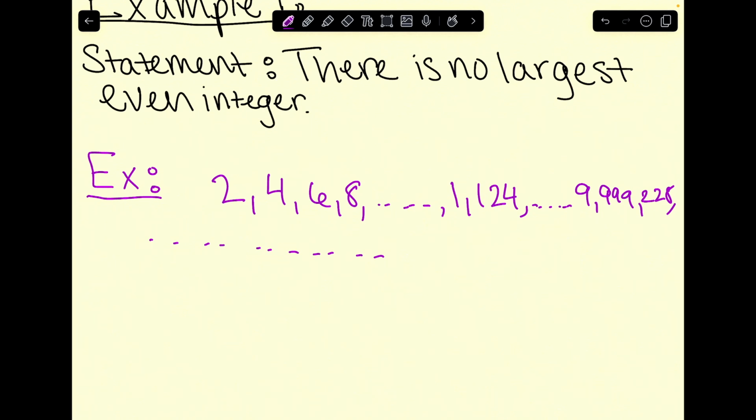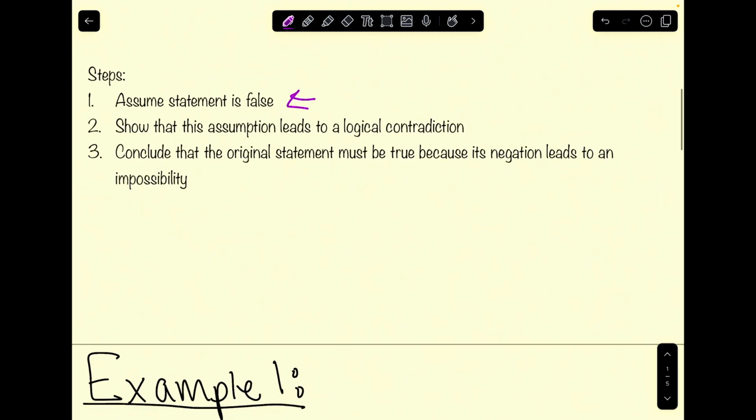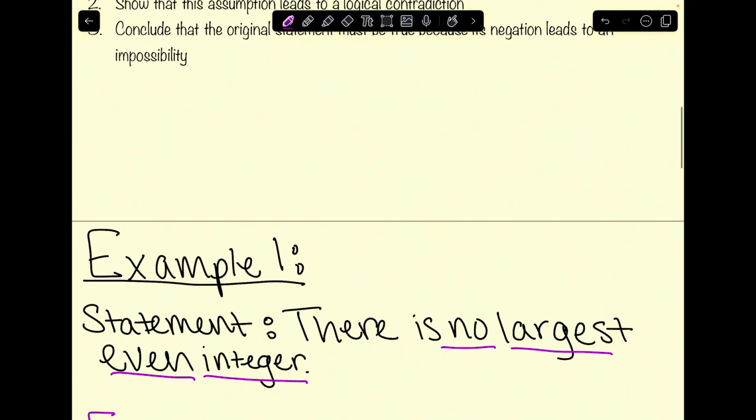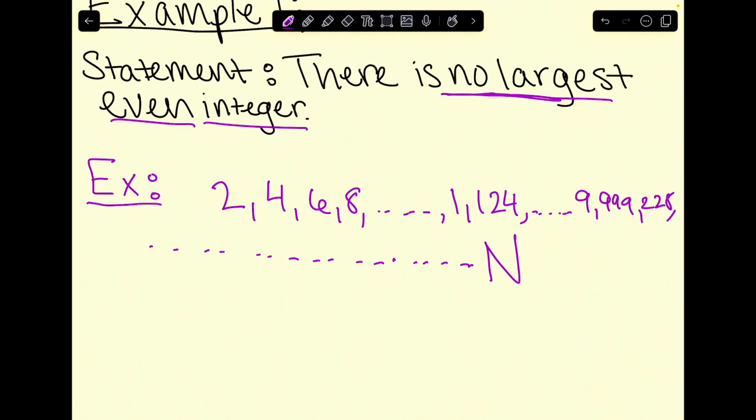If we want to prove that there is no largest even integer using proof by contradiction, we have to assume that this statement is false via our steps. So we first assume that this is false, that there is in fact a largest even integer, meaning we don't keep counting these even integers forever. They stop somewhere. We just don't know exactly what that number is. So let's give it a letter. We'll call it n. The first part of our proof is assuming that there is a largest even integer, n.